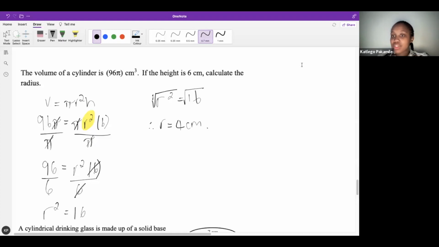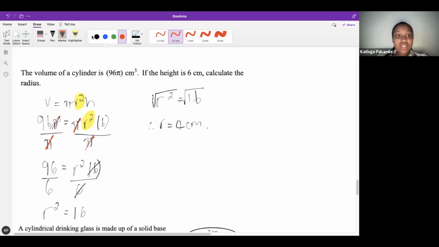Amanda says, don't you divide by 2 pi? Remember that the 2 is the squared. It's not 2 times something, it's a squared. That's why we square rooted. So what we did was we got rid of everything that was around my radius. We started with the pi's, so you divide by pi on both sides. Pi divided by pi, it's gone.